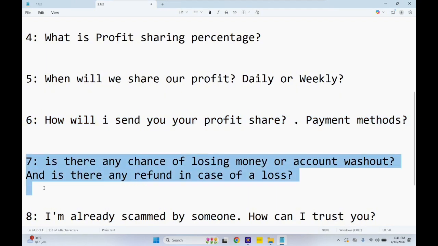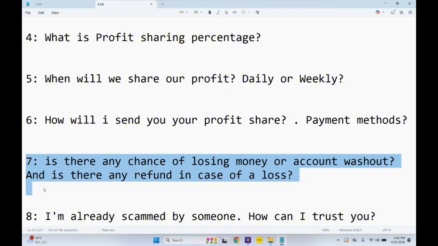Question number 7 is, is there any chance of losing money or account washout, and is there any refund in case of a loss? So guys, first of all, there are very low chances to lose the money or account washout because we follow risk management and we trade with proper money management, and we take a risk of 2.5% per entry and we catch a minimum 1 to 4 risk to reward ratio. That means with the risk of 2.5% we will make 10% profit on every entry.